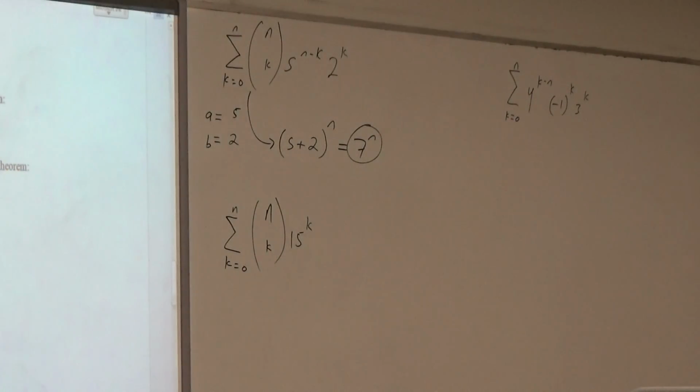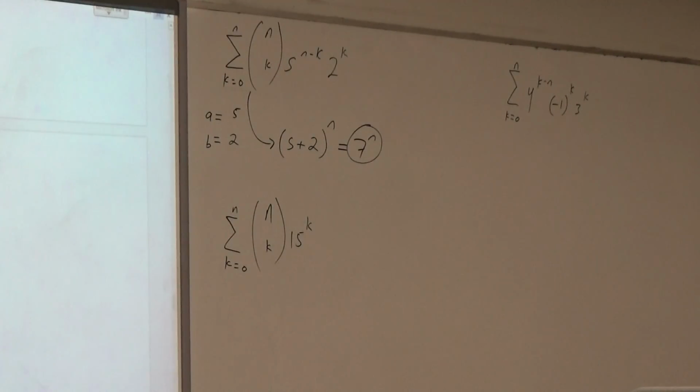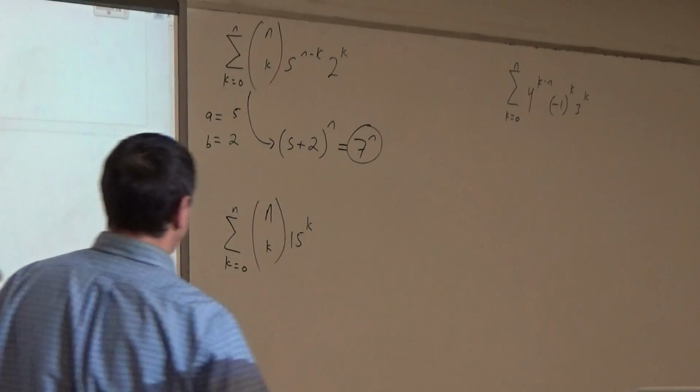Take a look at the second one, which doesn't look like it fits the binomial theorem, but it actually does. By the way, 7 to the n is the answer, so I did circle it. Now, a lot of you are looking at that and thinking, I can easily identify one of the two, either A or B, but I don't necessarily know the other one.